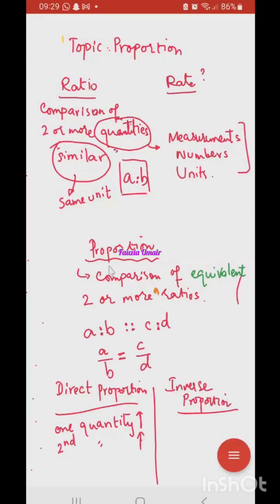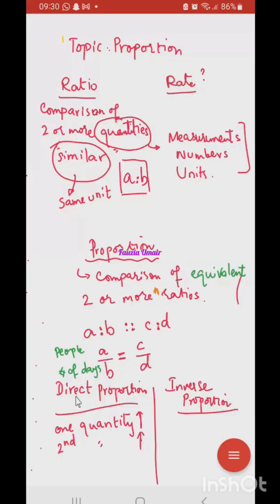What does that mean, equivalent ratios? It means that if A by B is one instance of a ratio, then C by D is also basically an instance of the same comparison. For example, if I'm comparing people with the number of days required to complete a task, then C and D are also a comparison of number of people and number of days. The link between these two is that they are equivalent ratios of each other.